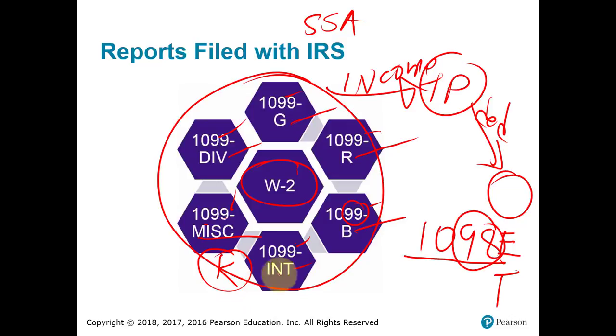And because the government has a copy of this information, they expect probably to see it on your 1040 form. And if the amounts are not there, maybe you're going to get a correspondence audit notice from the IRS.